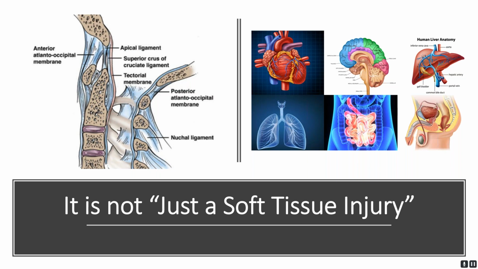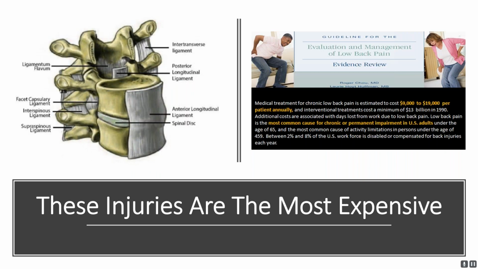Now, the spinal ligament soft tissue is the #1 cause of chronic pain and disability in the world today. It's not just a soft tissue injury. As a matter of fact, it's one of the most costly injuries there are. Today in America, the American Pain Society says that chronic low back pain is estimated to cost $9,000 to $19,000 per patient annually.